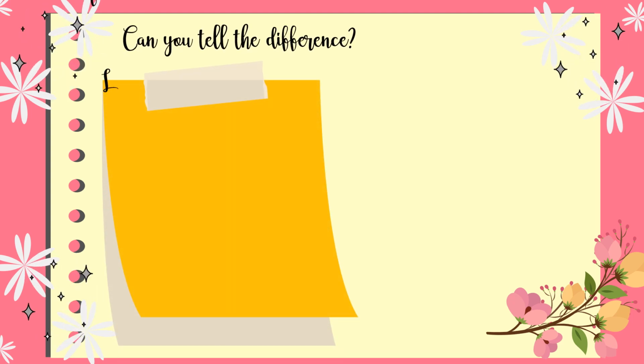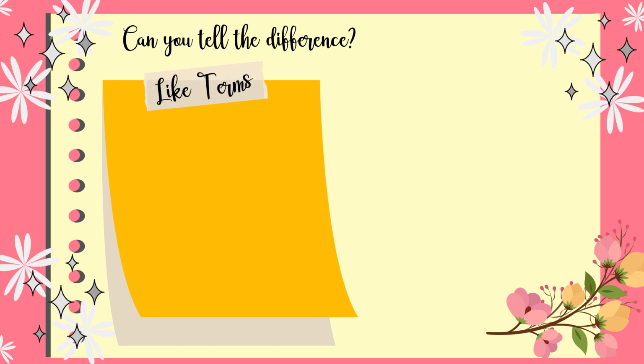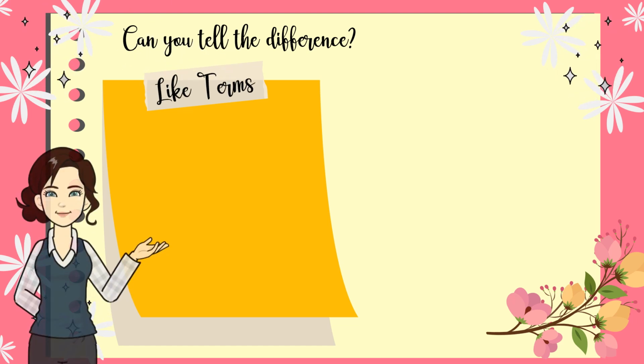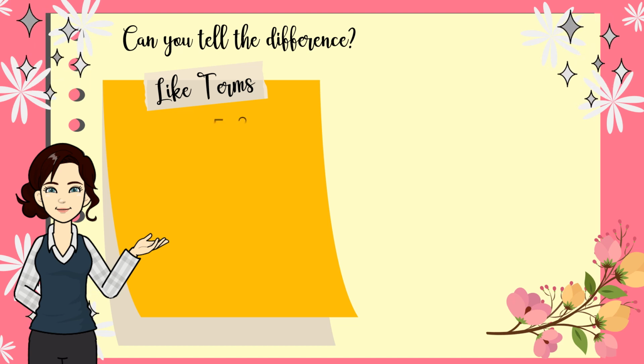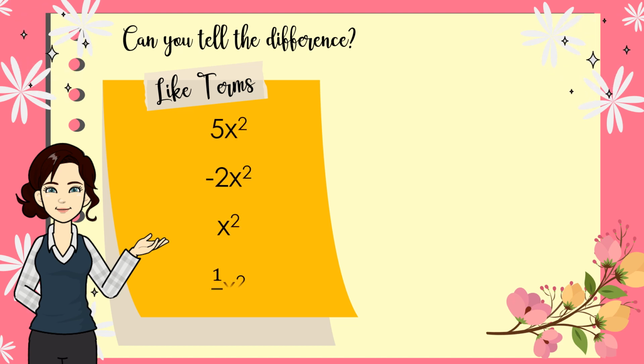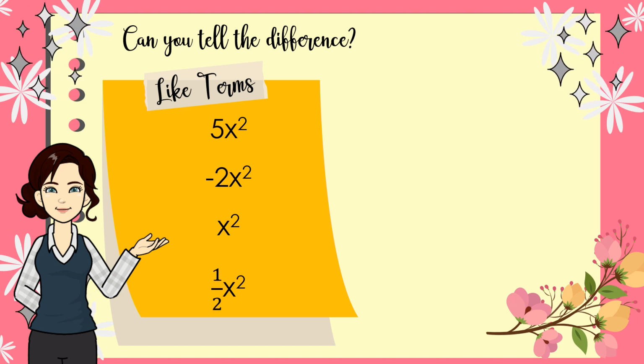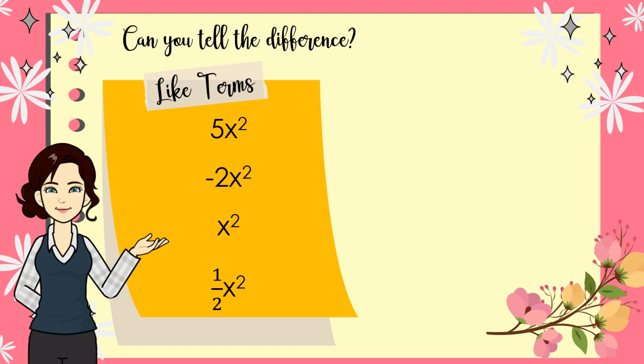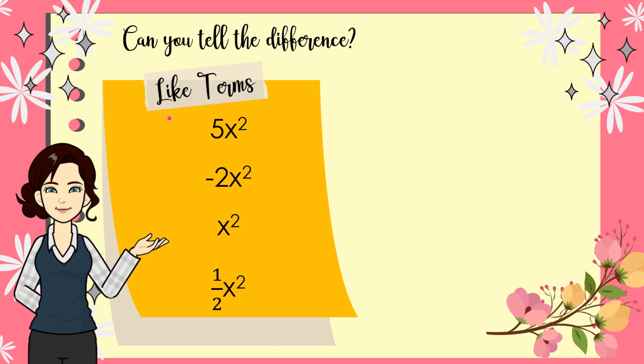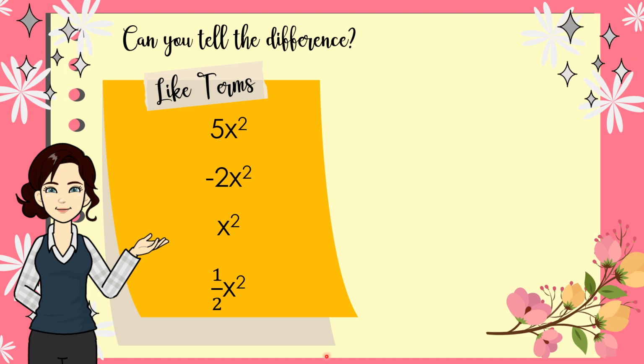Terms can be classified as like terms or similar terms. Here are some examples. What have you noticed? Correct. They do have the same literal factor, which is x squared. 5x squared, negative 2x squared, x squared, and 1/2 x squared are called like terms or similar terms because they carry the same literal factors.